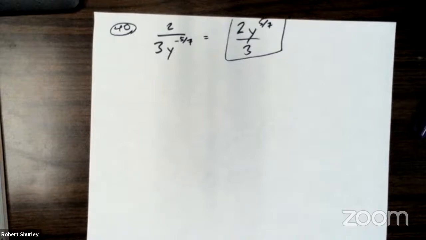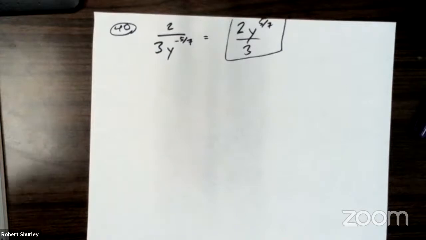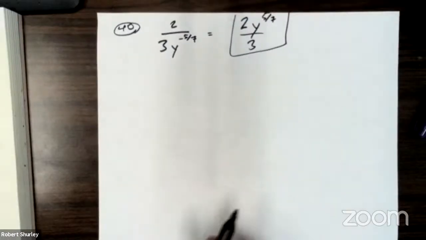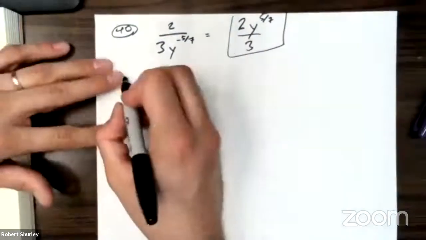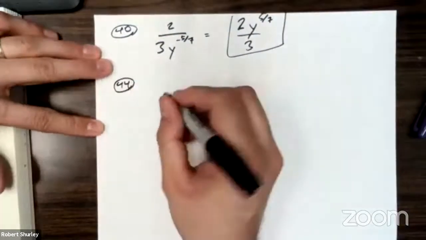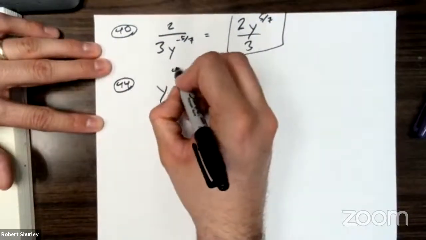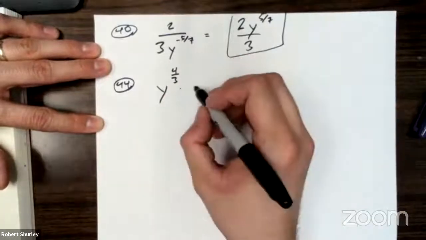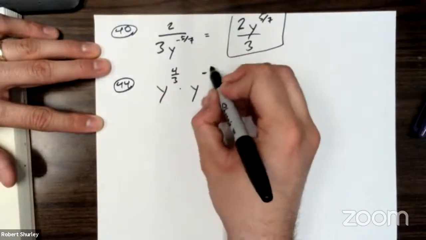But if we looked at the next section, use the properties of exponents to simplify each expression, write with positive exponents. Okay, so still they're not asking you to put in radical form for like 41 through 59. They're not asking you to put in radical form either. So if we looked at, let's say, 44, you've got y to the 4/3 times y to the negative 1/3.